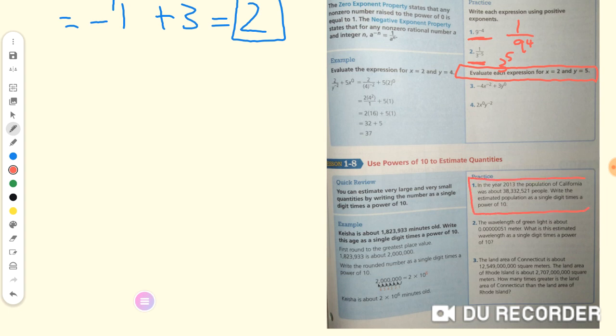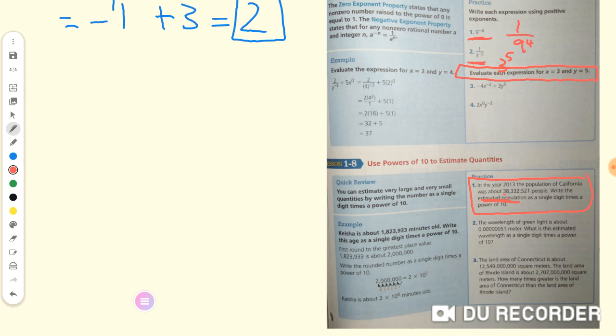In the year 2013, the population of California was about 38,332,521 people. Write the estimated population. Take care: estimated here means we have to round this number to the nearest biggest place, so to the nearest 3.